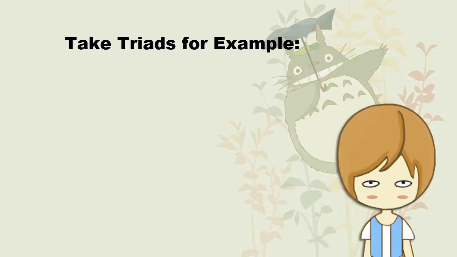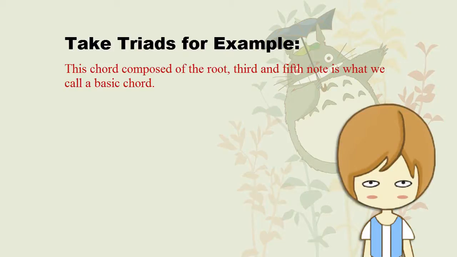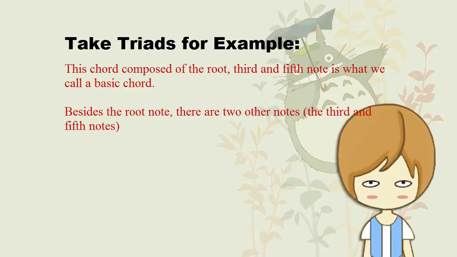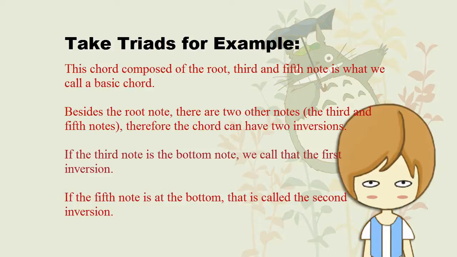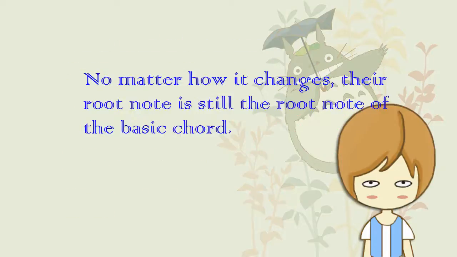If we take triads, for example, this chord composed of the root, third, and fifth note is what we call a basic chord. Besides the root note, there are two other notes, the third and fifth notes. Therefore, the chord can have two inversions. If the third note is the bottom note, we call that the first inversion. If the fifth note is at the bottom, that is called the second inversion. No matter how it changes, the root note is still the root note of the basic chord.